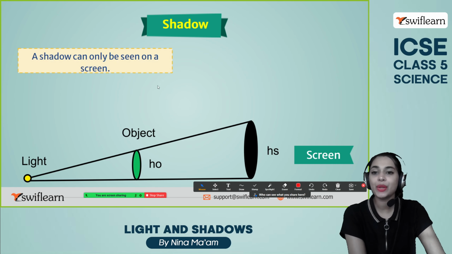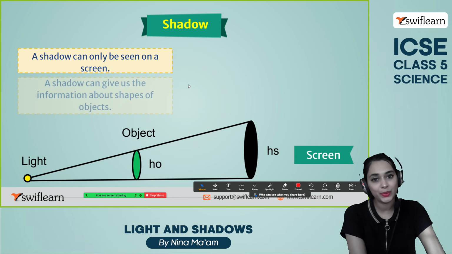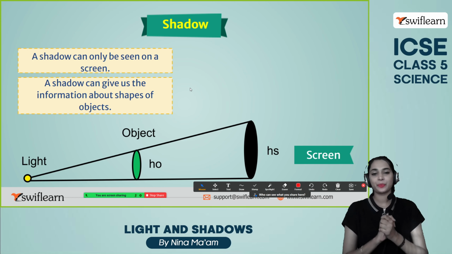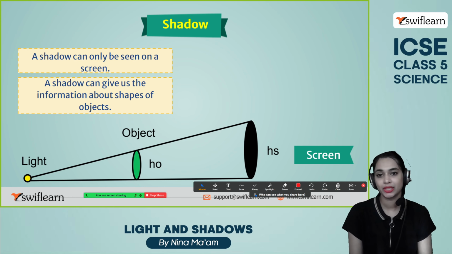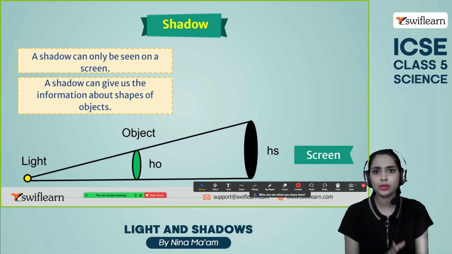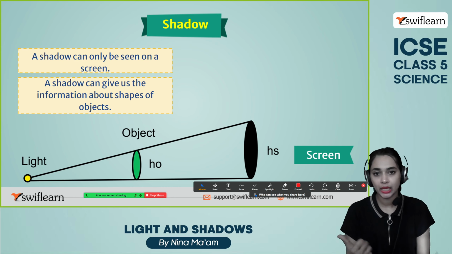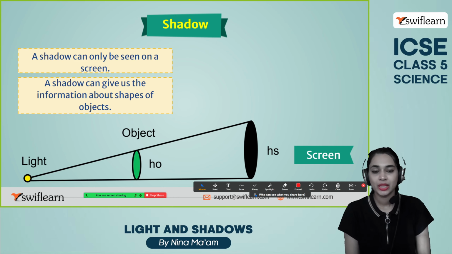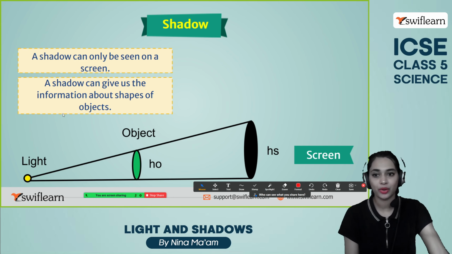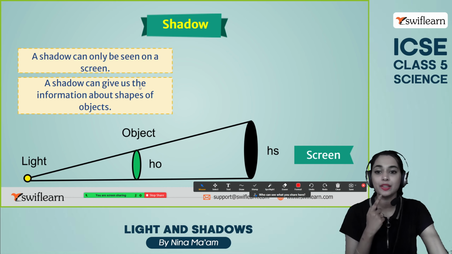So here a shadow can only be seen on a screen. A shadow can give us information about the shapes of objects, which means imagine that you're walking on a road. It's a sunny day and the sun is right over there. So when you're walking, you spot one shadow. You just looked over here. You didn't look back, but you just looked at the shadow. So it was a dog, right? It was the shadow of a dog. So you could spot that the shadow belongs to a dog. So the shadow can give us information about the shapes of objects.